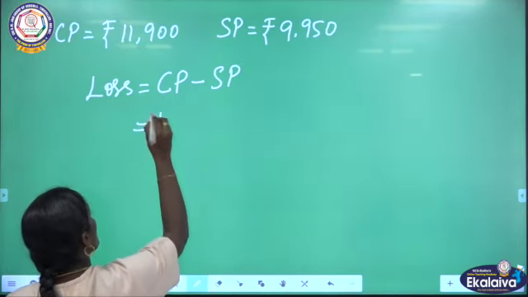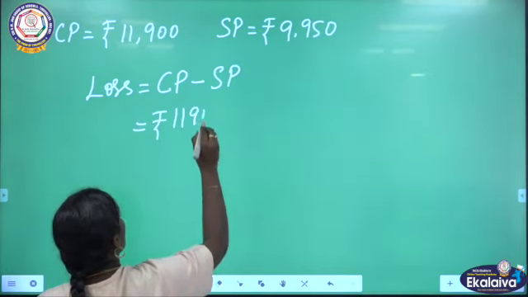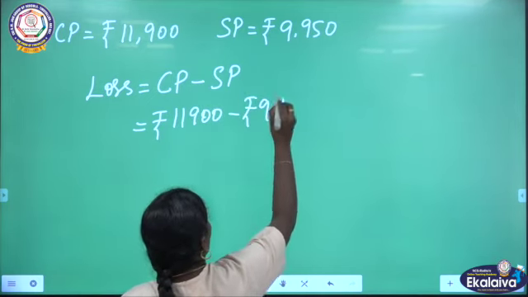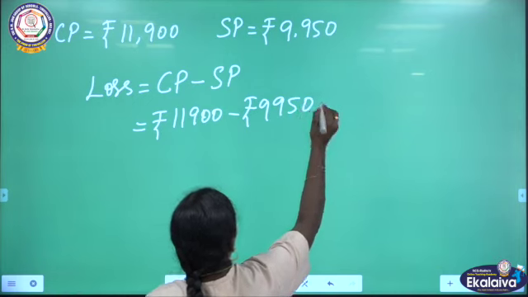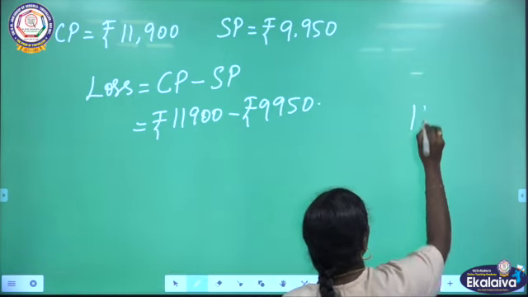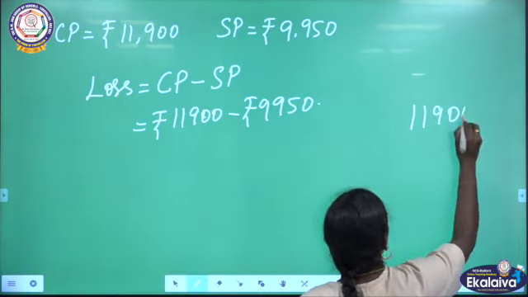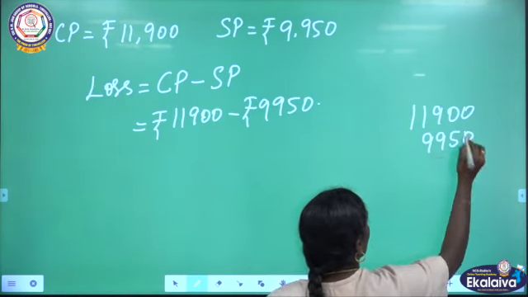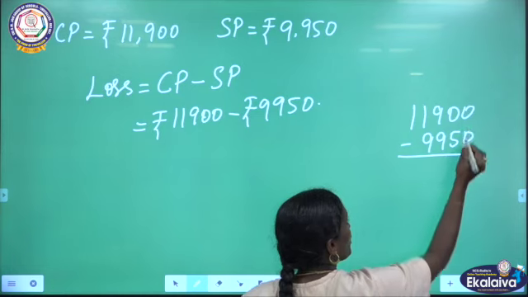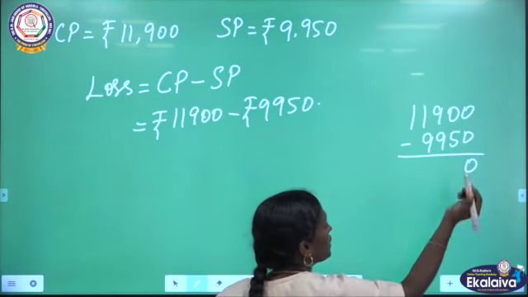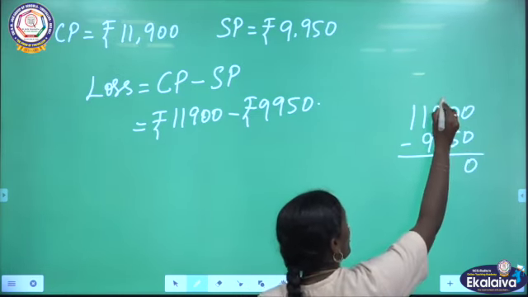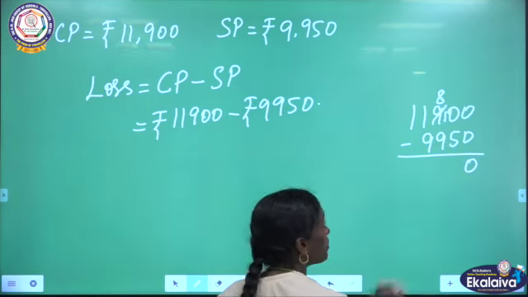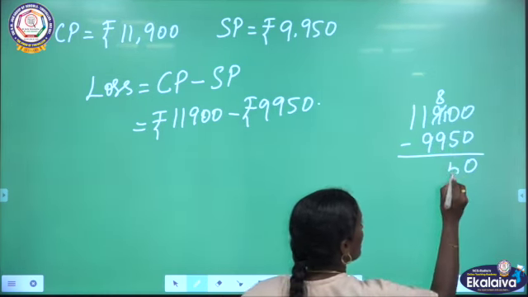So rupees 11,900 minus rupees 9,950. Now we have to subtract these two numbers, 11,900 and 9,950. Here 0 minus 0, 0. 0 minus 5 we can't subtract, so we have to borrow from 9. 9 will become 8. 0 will become 10. 10 minus 5, 5.